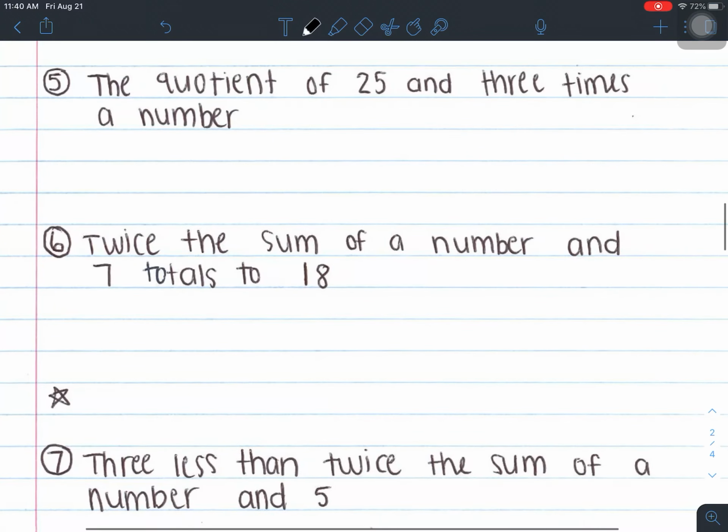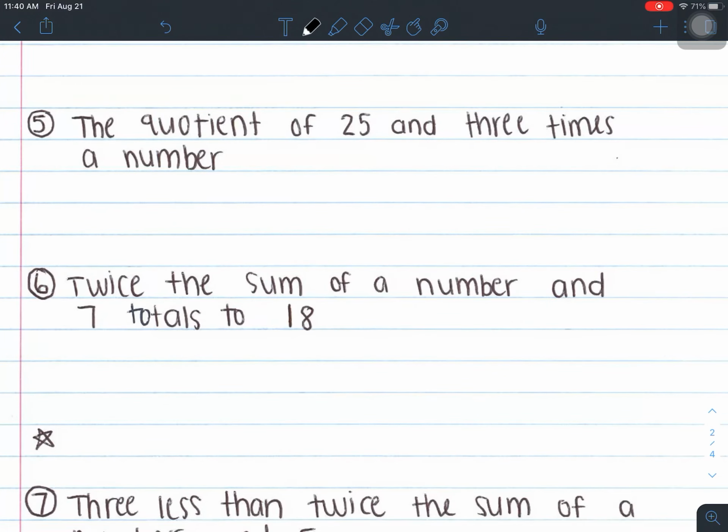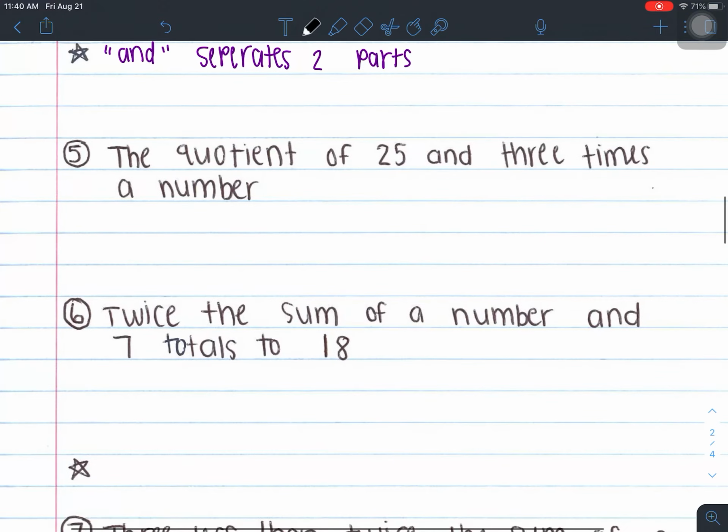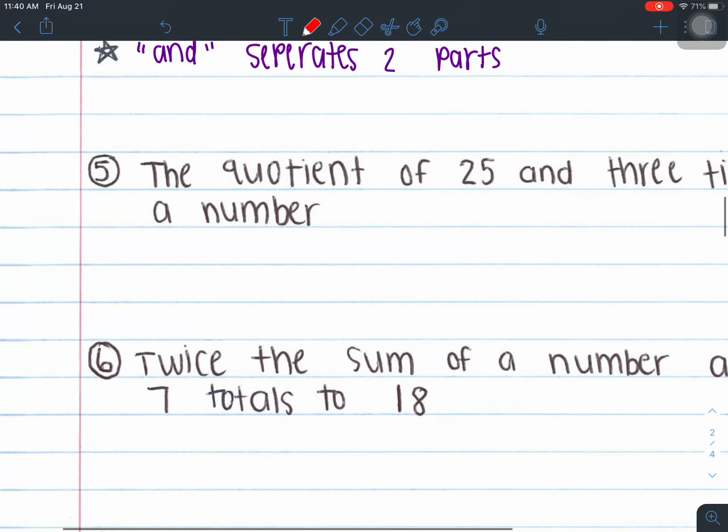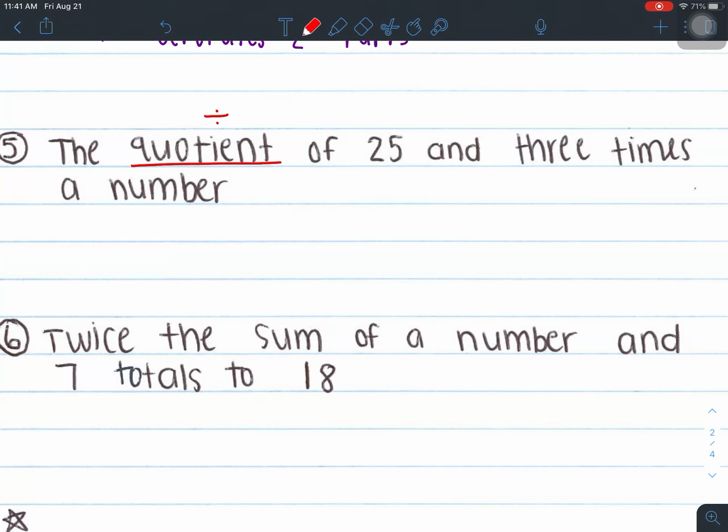Moving on to number 5, the quotient of 25 and 3 times a number. Okay, well, the quotient. So quotient, what does quotient mean? Sorry, I just said quotient like 3 times. Quotient, remember, means division. It means divide to us, so we would see a division sign. It's saying the quotient of 25 and 3 times a number. Here we see and again, it's separating two different things. So there's going to be 25 and then something else.